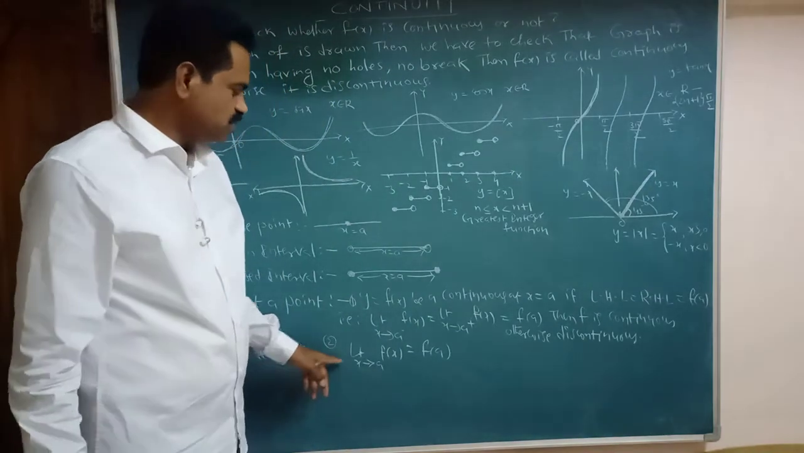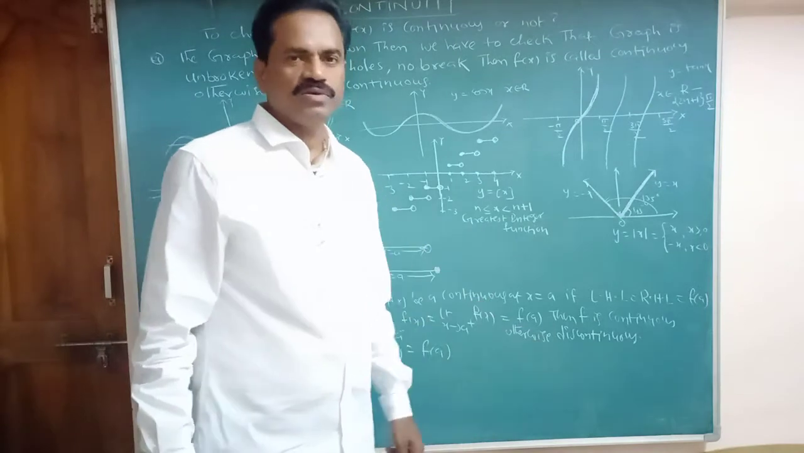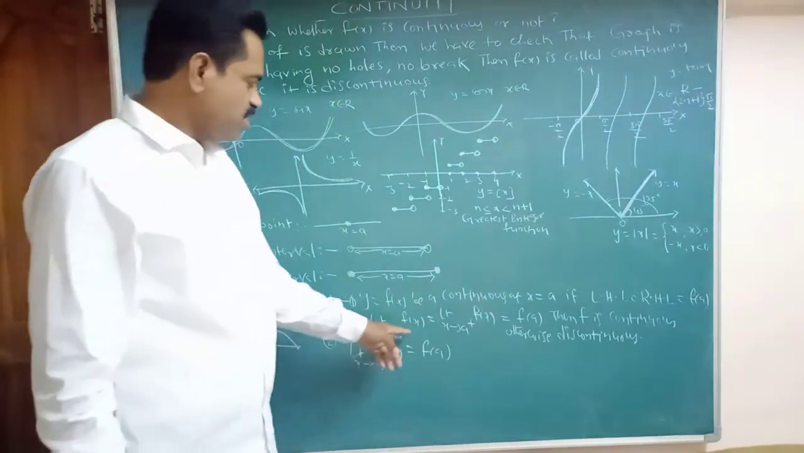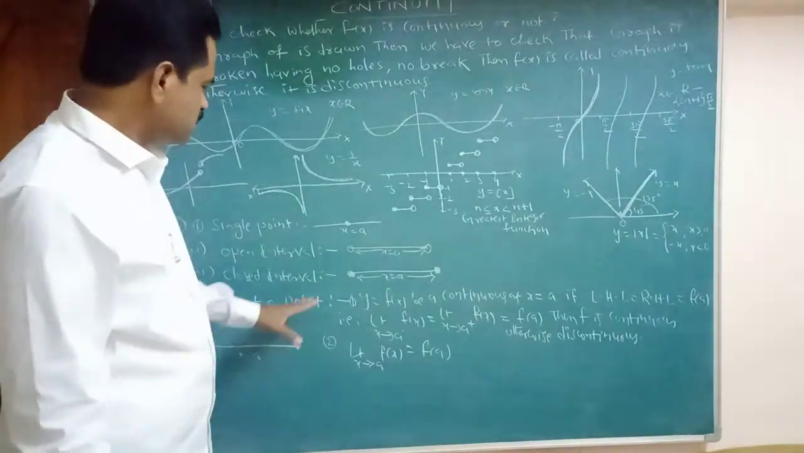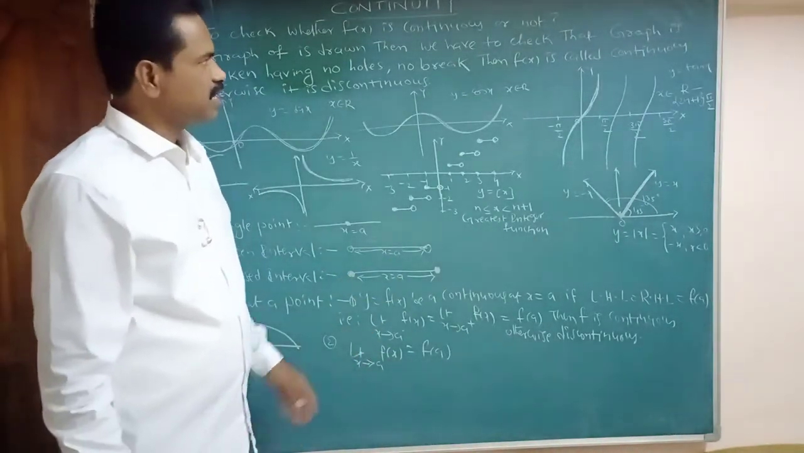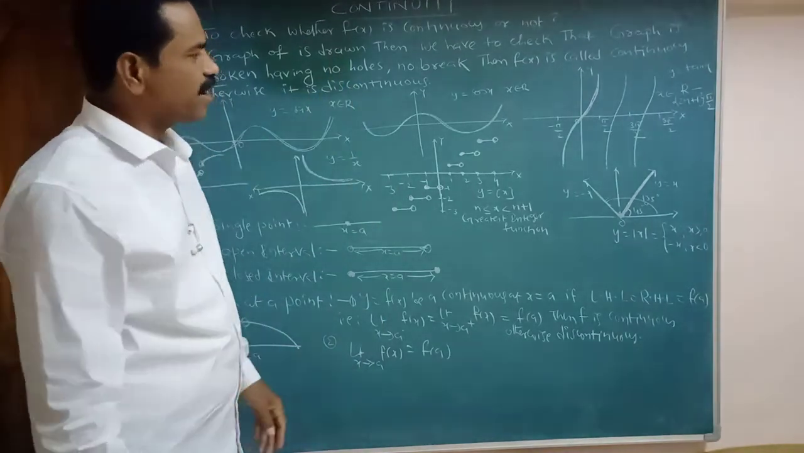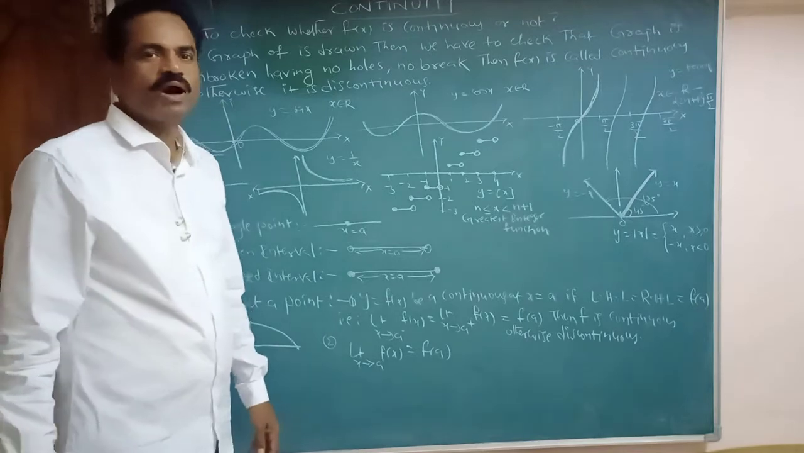Here, limit x tends to a of f of x equal to f of a, then f is said to be continuous at x equal to a. If not equal, then it is discontinuous at x equal to a. Based on these two formulas, we will do the problems. Okay? This is the introduction of continuity. Next, we will discuss the previous problems.